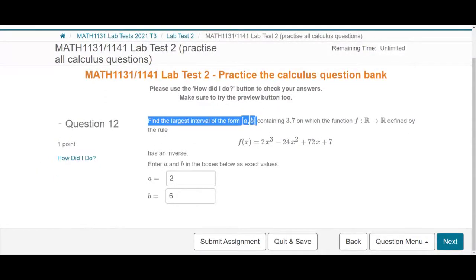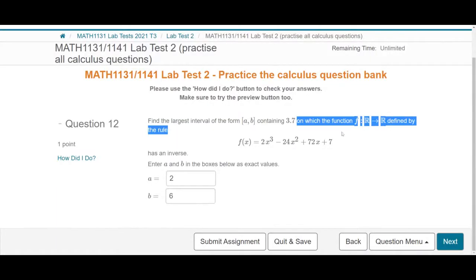Find the largest interval of this form containing the point 3.7, so x equals 3.7, on which the function f defined by this, it's like a cubic equation, has an inverse. Okay, so what do we know about inverse functions? Well, one strategy here is to find out where f is 1-to-1. And all I've done for this is look at where the derivative of f is either positive or negative.